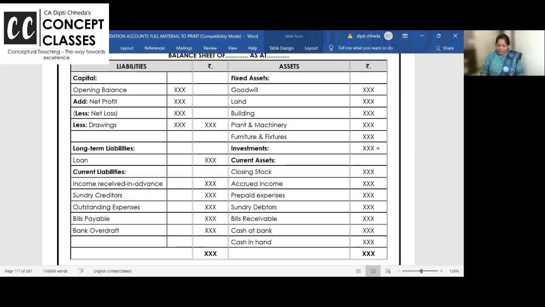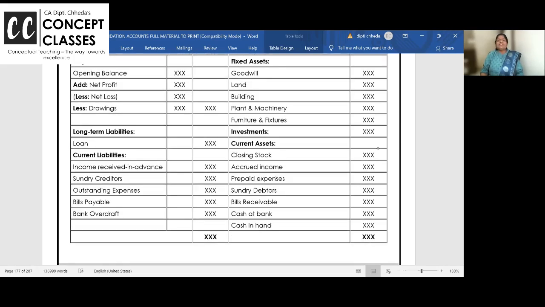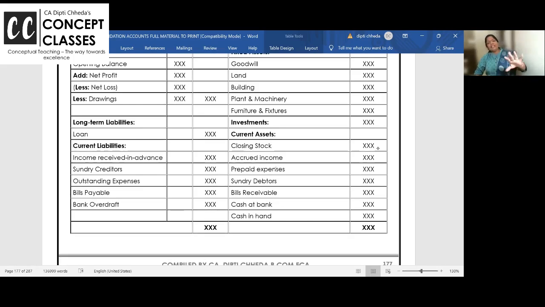This side: opening capital, add net profit or net loss, less drawings, long-term liabilities, current liabilities, income received in advance. Suppose you pay me inter and final fees together. So am I going to take everything in my income? No, I am giving you foundation coaching. The remaining what you have paid is like income received in advance. It's a credit. Bank account debit, student credit. But only 12 months income will go into income. Then we have creditors, outstanding and so on, and total.